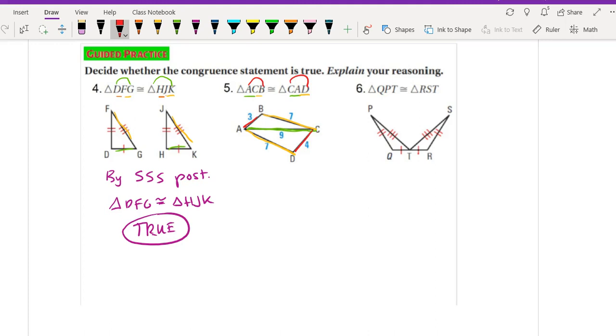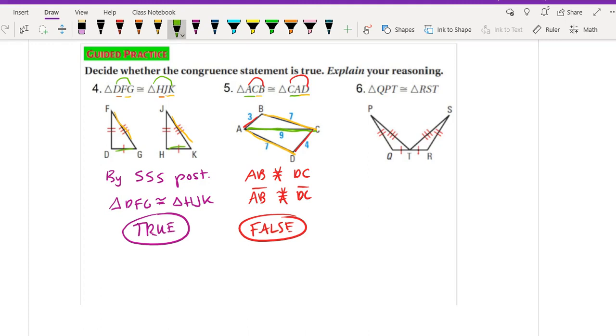We can see that AB, the segment measure, does not equal DC, the segment measure, so therefore AB, the segment, is not congruent to DC, the segment, and so those triangles are not congruent. It's a false statement because not all 3 sets of sides were congruent.